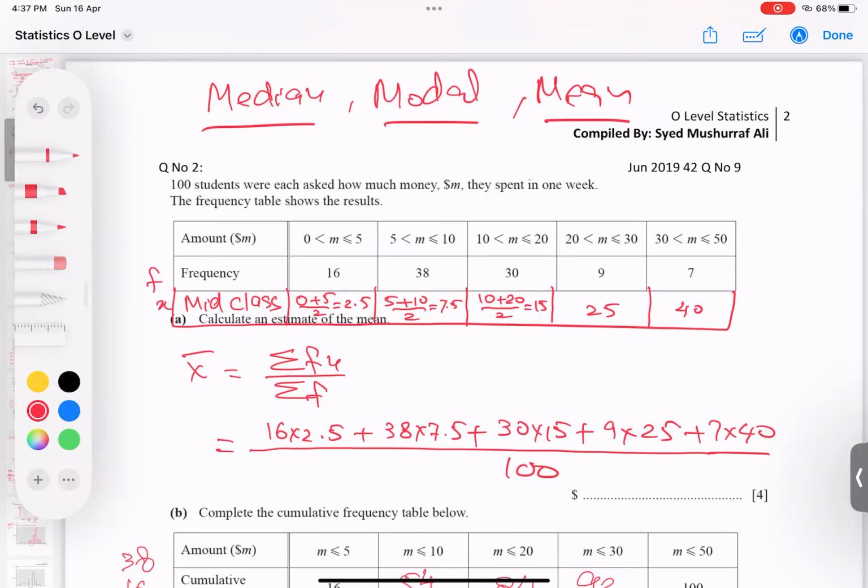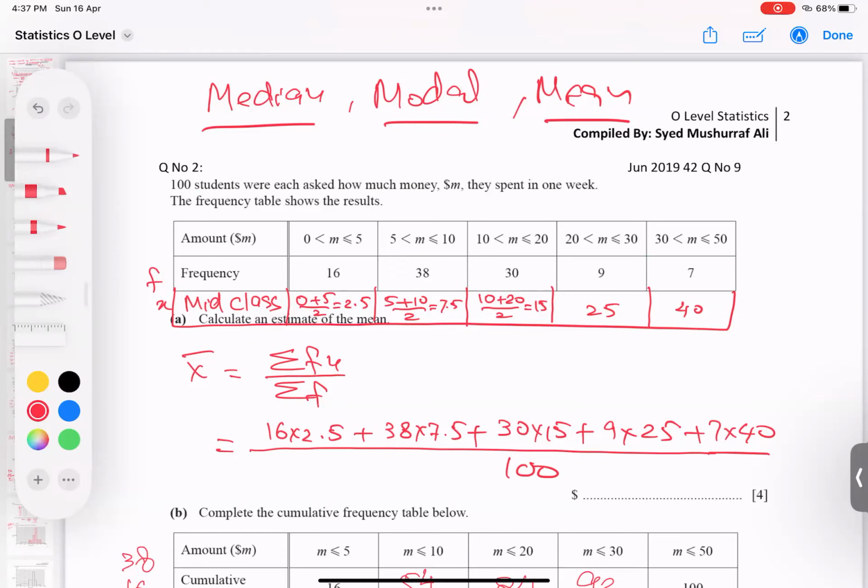So what is the modal interval, students? Modal interval, also called modal class or interval. How to find it? The highest frequency is where? This 38 is the highest frequency, so this is the answer. I'm writing directly 5 less than m, less than 10. This is my final answer. The way he wrote, you will write the same way.